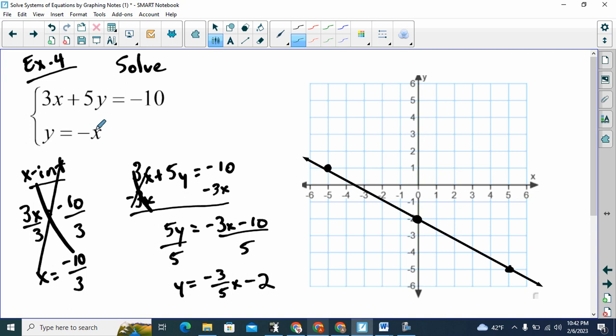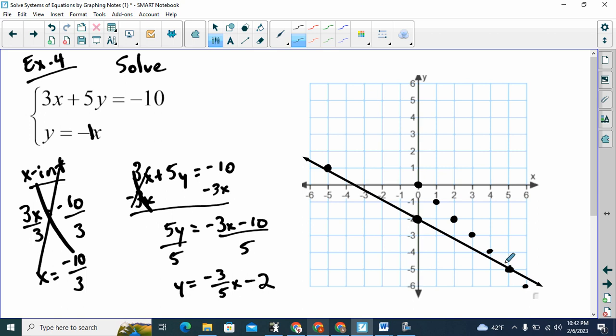Y equals negative x. It says y equals, so it is in slope-intercept form. My slope is negative 1. And my y-intercept, if there's nothing added to the end, that's the same thing as adding 0. That's the same as plus 0. So my y-intercept is 0. And my slope is negative 1. Down 1 over 1. Over 1, and so on.